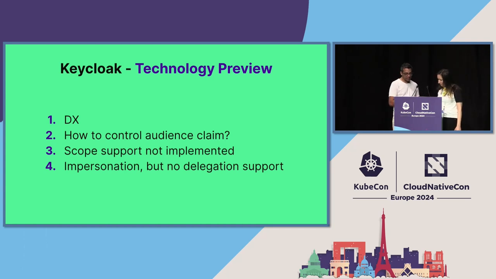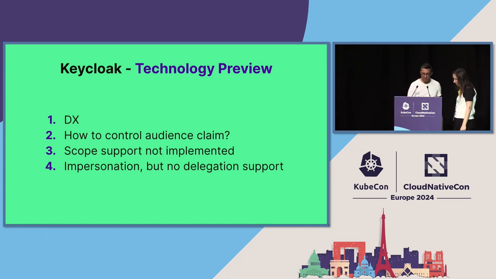Lastly, from what we see with the Keycloak implementation, Tight Gateway, by exchanging the token, has been able to impersonate the user, but it would also be useful if the web app would be able to delegate rights to the gateway. In other words, Tight Gateway would like to be able to act on behalf of the web app.